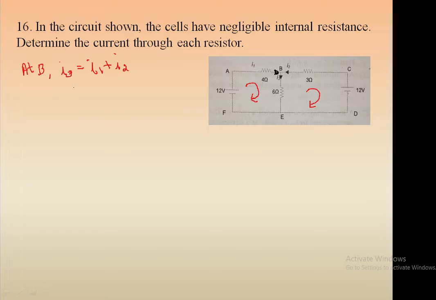Now next we are going to apply Kirchhoff's second law, that is the loop rule. First we apply the loop rule to the left side loop, that is A, B, E, F, A. The sum of the products of the current and the resistance in a loop is equal to the total EMF present in that loop. We have taken the clockwise direction as the positive direction. So let us apply the loop rule.